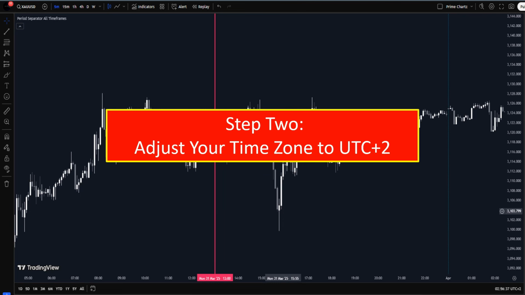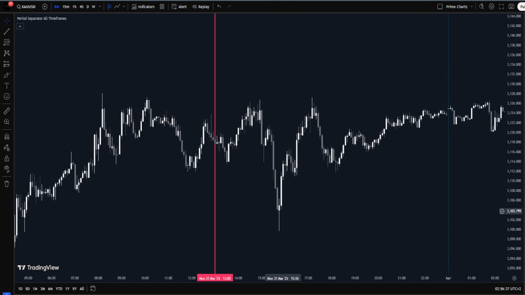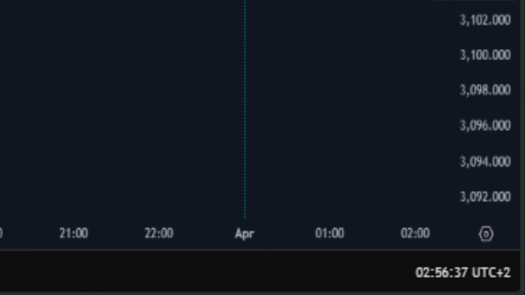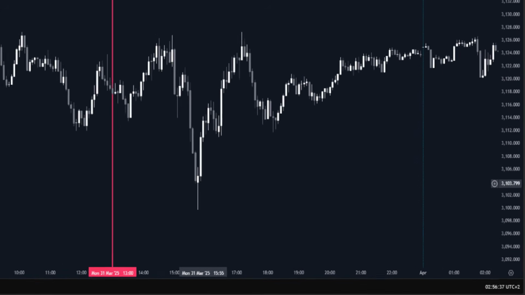Step 2. Adjust your time zone to UTC+2. This step is absolutely critical, and most traders overlook it. Don't be that guy. The 714 method is time-based, meaning your chart must reflect the correct time zone to line up with the key market reaction points. If your chart is showing the wrong time, you'll miss the setups completely or worse, take trades at the wrong time and wonder why it didn't work.